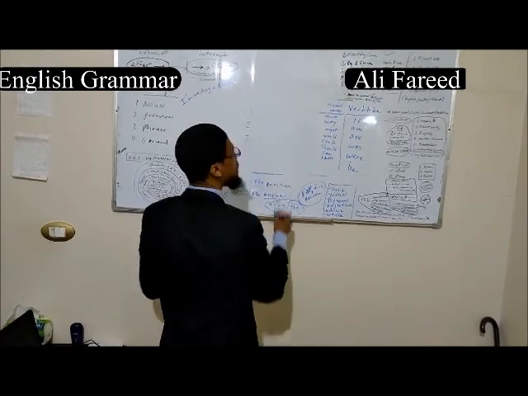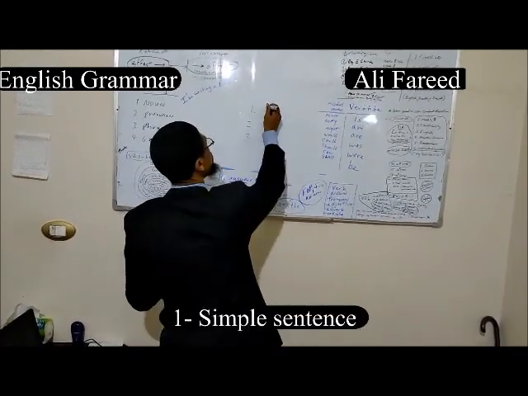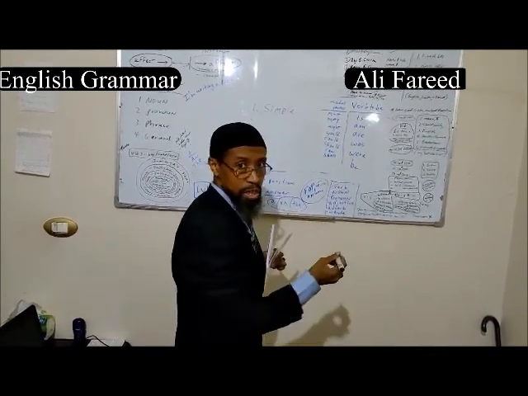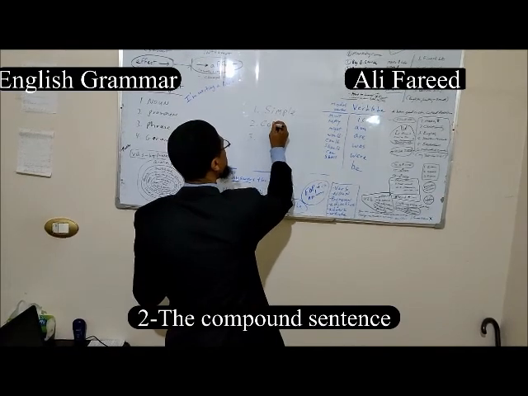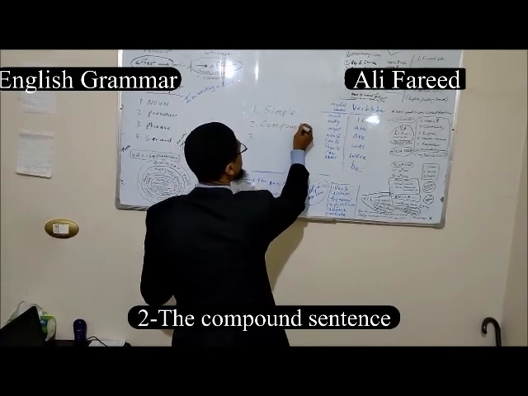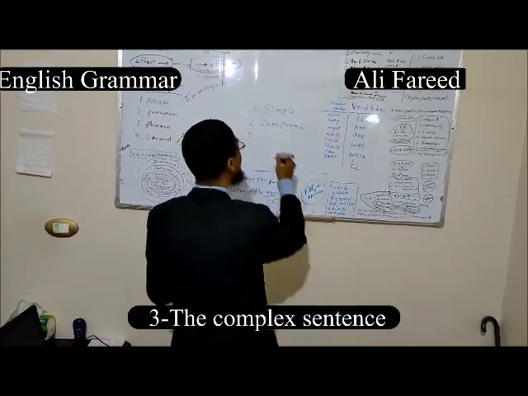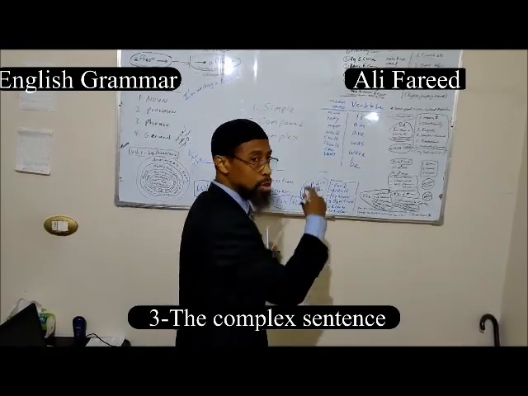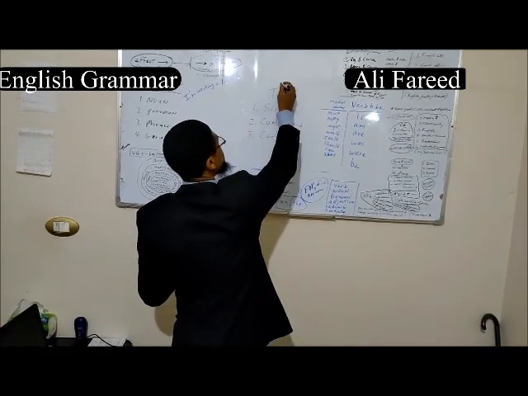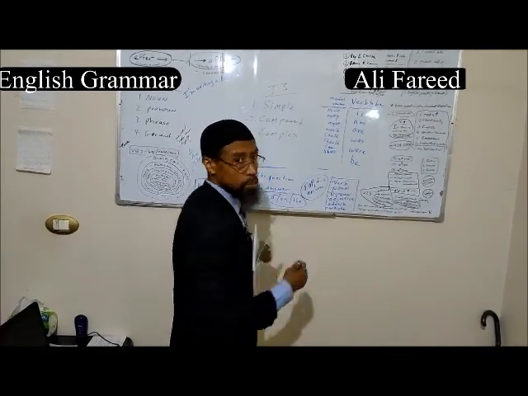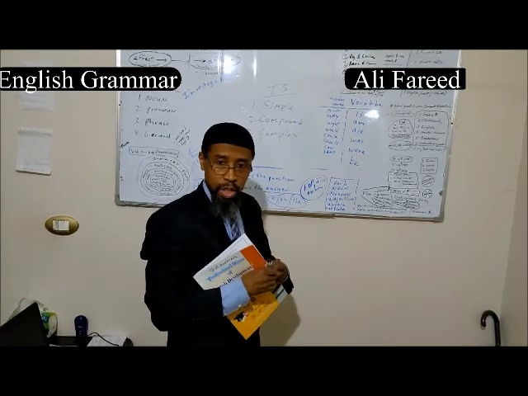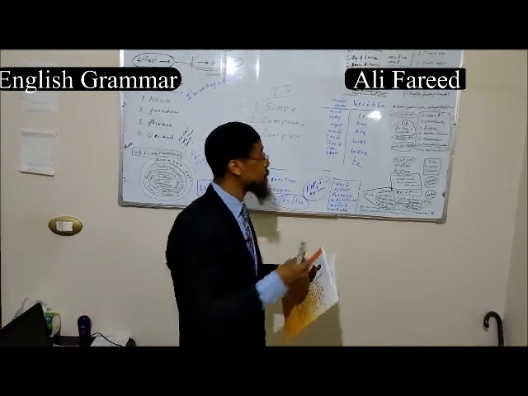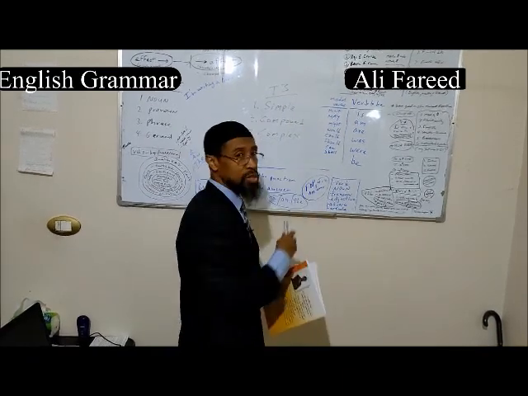We have the simple sentence. We have the compound sentence. And we have the complex sentence. So these are the three types, which I call T3. Because I don't want this video to be too long, we're going to start by focusing only on the simple sentence.